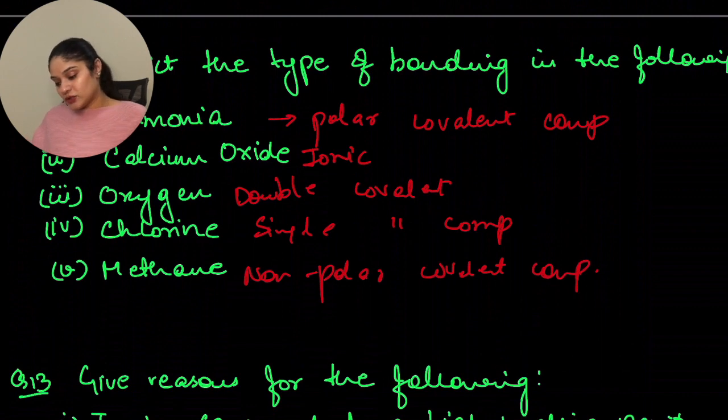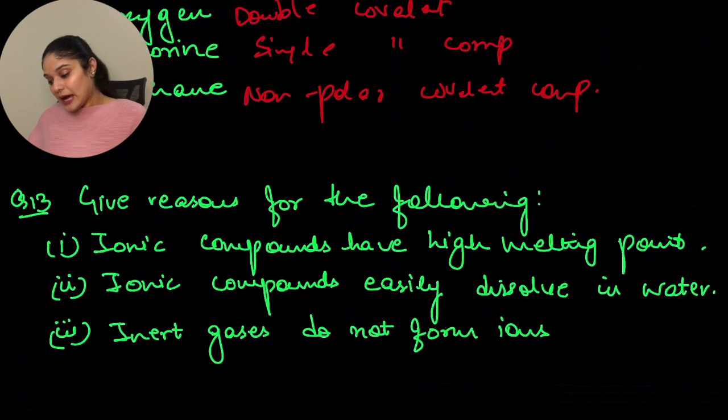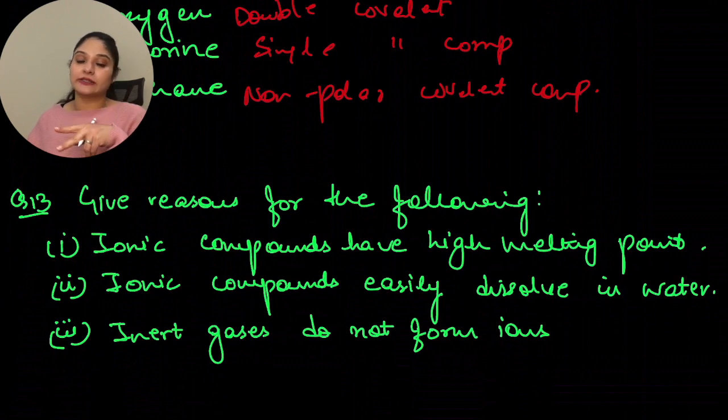Now, the next question is give reasons for the following. Ionic compounds have high melting point. As we have discussed, ionic compounds have strong electrostatic force of attraction between oppositely charged particles. Therefore, you need a high amount of energy to break that force. That is the reason ionic compounds have high melting and high boiling points. The second question, ionic compounds easily dissolve in water. As soon as you dissolve it in water, they have a tendency to break down, because water has the ability to reduce the force of attraction and hence dissociate into respective ions, and therefore it is soluble.